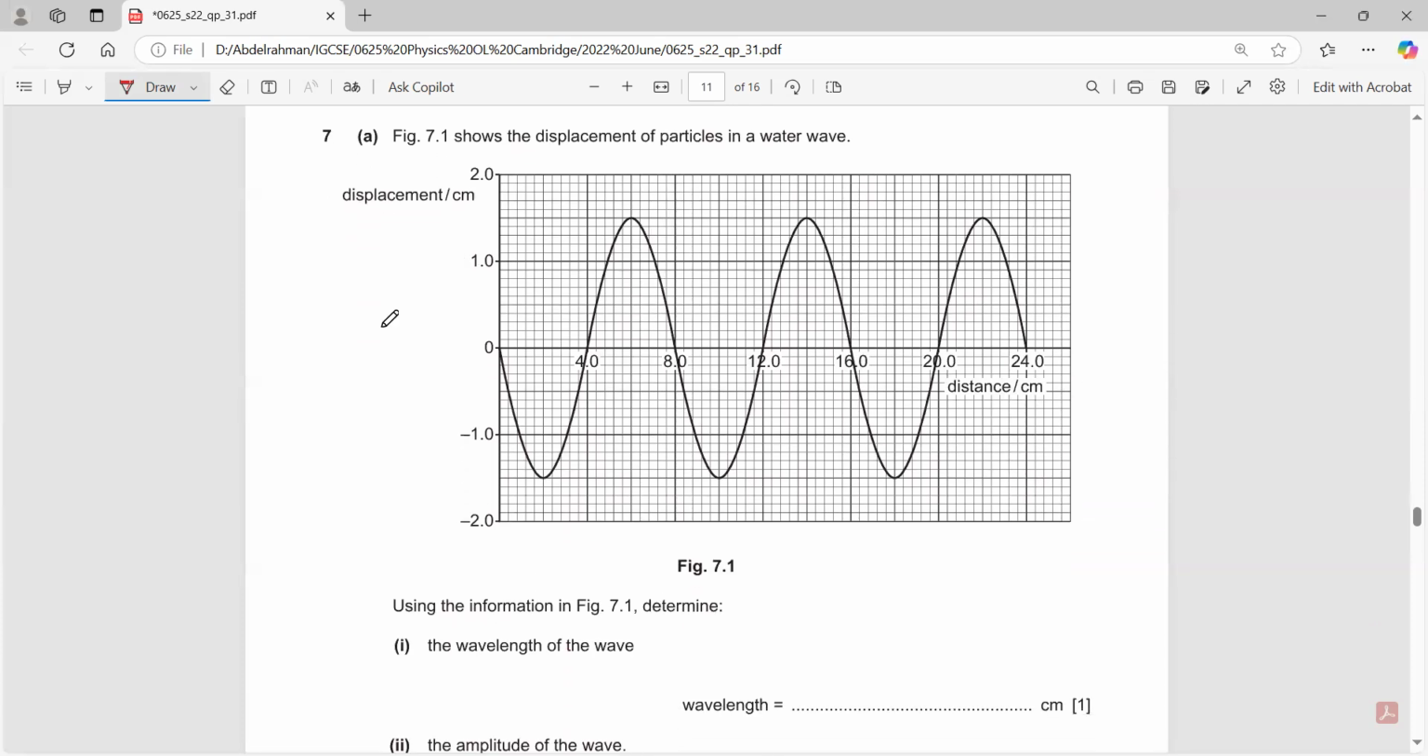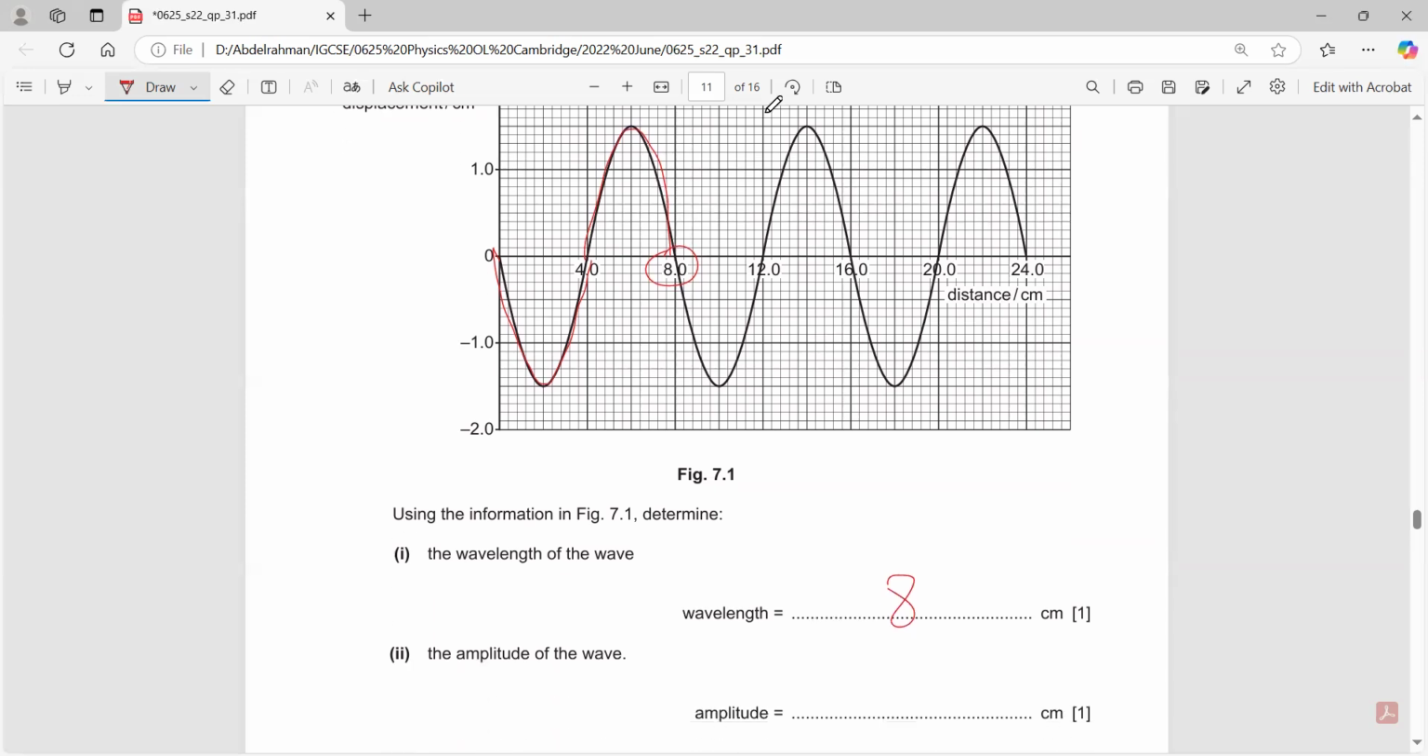Figure 7.1 shows the displacement of particles in a water wave. Can I find the wavelength of this wave? Yes, I can. How can I find the wavelength? It's from 0 to 8. How is it 8? Because you completed the full wave. Half a cycle and then another half a cycle, which is 8 centimeters.